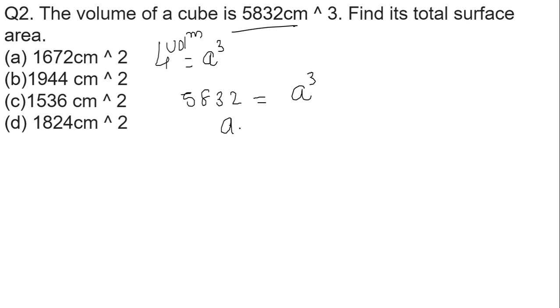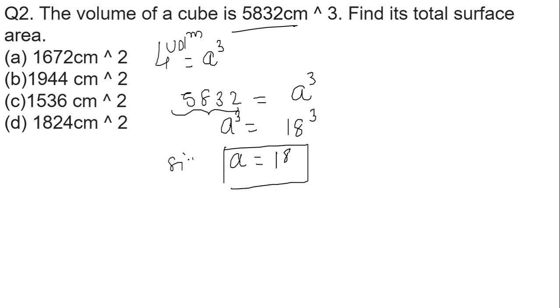Yes. So the cube root of 5832 is a cube of 18. So a cube is equal to 18 cube. So can I write a is equal to 18? I'll get the answer as a is equal to 18, that is the side. Now we have got the side. Now we can find the total surface area.